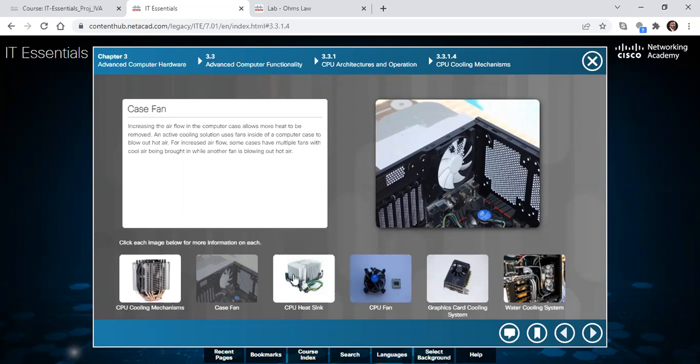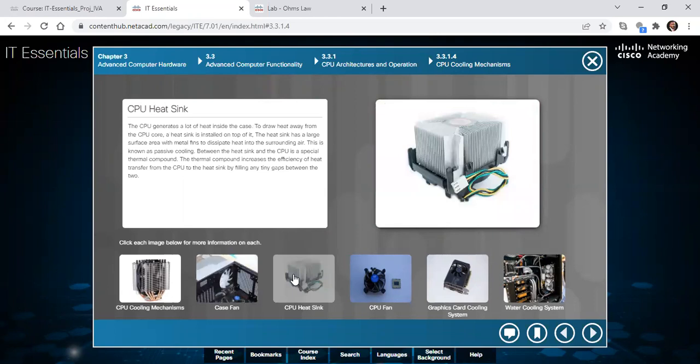Then we have the heat sink, which absorbs the heat. The CPU generates a lot of heat inside the case, so to draw heat away from the CPU core, a heat sink is installed on top of it. The heat sink has a large surface area with metal fins to dissipate heat into the surrounding air. This is known as passive cooling.